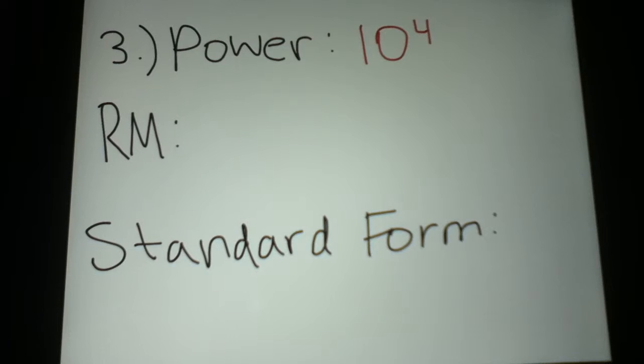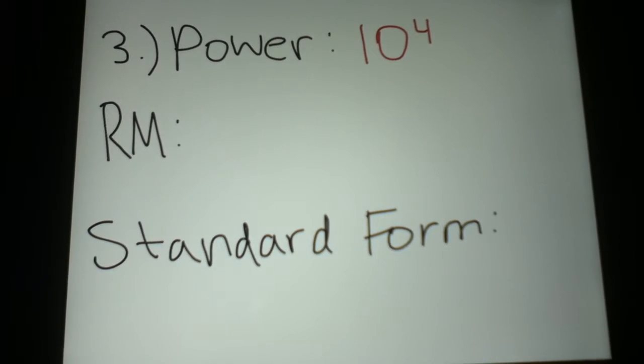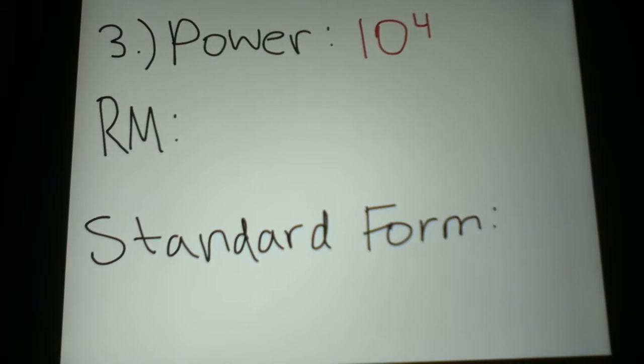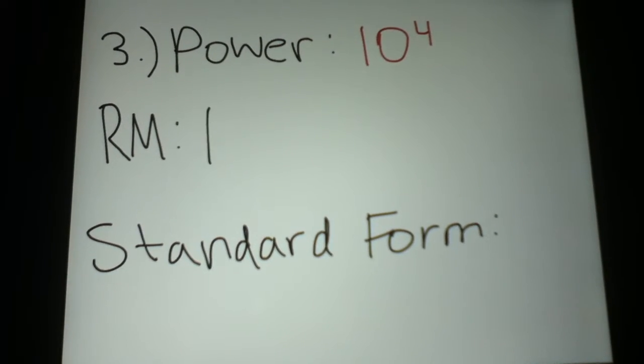Now we can move on to the third example, which is 10 to the power of 4. The base is 10 and the exponent is 4. In this example, the repeated multiplication will look like this.